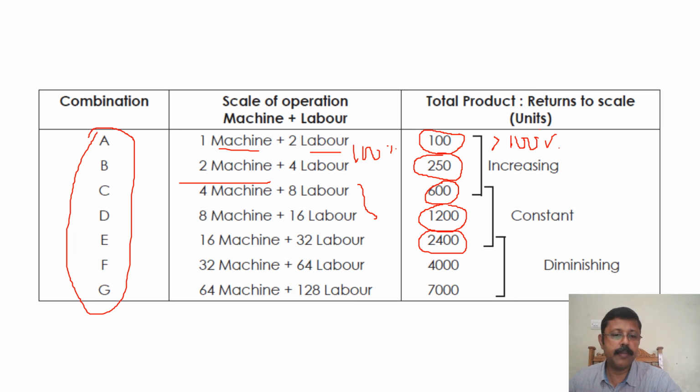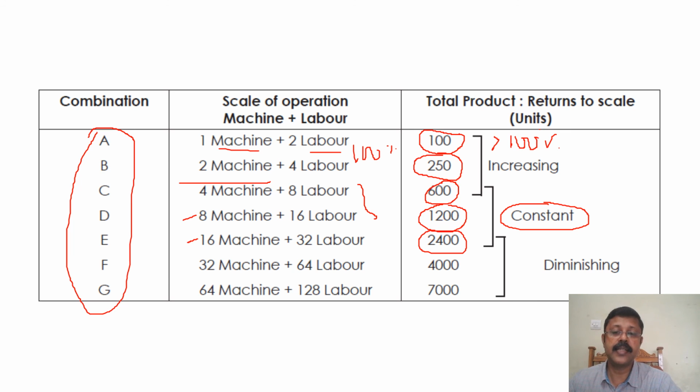When you increase from 8 machines to 16 machines, what happened? Your output increased from 1200 to 2400, which is again a proportionate increase. Here there is a 100% increase in the input. Here there is a 100% increase in the output. We call it constant returns. That is, when you increase the input, the output increases proportionately.